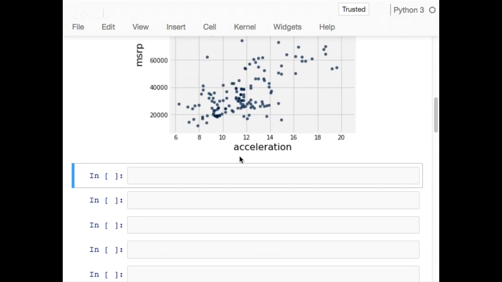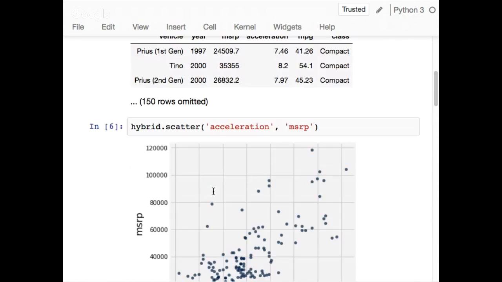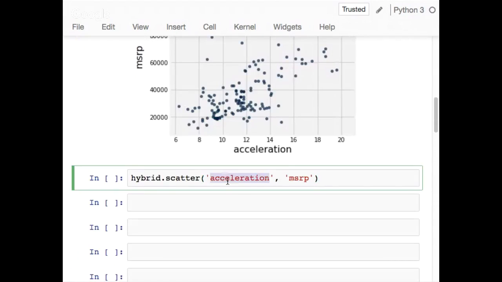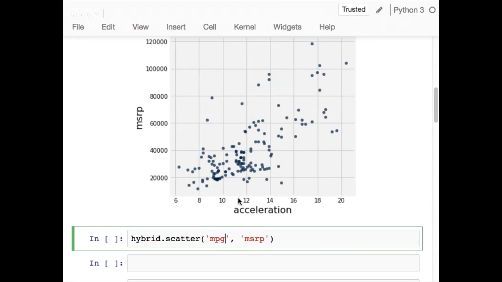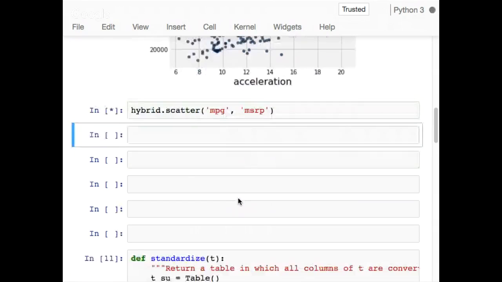Let's take a look at another case. So let's ask the question, all right, how much does miles per gallon relate with MSRP? So I have this. Let's plot miles per gallon and MSRP. How many of you think that there'll be a positive relationship here? So the more miles per gallon, the more you pay. How many think there's a negative relationship there? More miles per gallon, the less you pay. No one believes that. All right, well, let's find out.